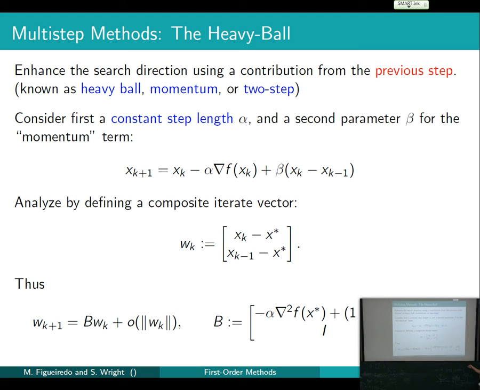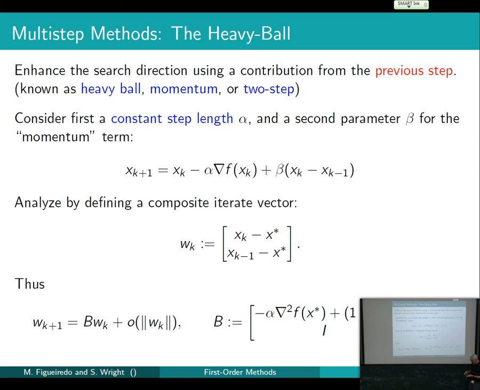And you can show by doing a Taylor series expansion on the gradient that xk plus 1 minus x star is approximately minus alpha times the Hessian at the optimum times xk minus x star. So how do I get this term? I get this term by subtracting from here grad f of x star. Now grad f of x star is 0, right? So I'm free to subtract it from here. Now grad f of xk minus grad f of x star is approximately Hessian of f of x star transpose times xk minus x star. So that's how I get that term here. Okay, and then you can figure out where that comes from.